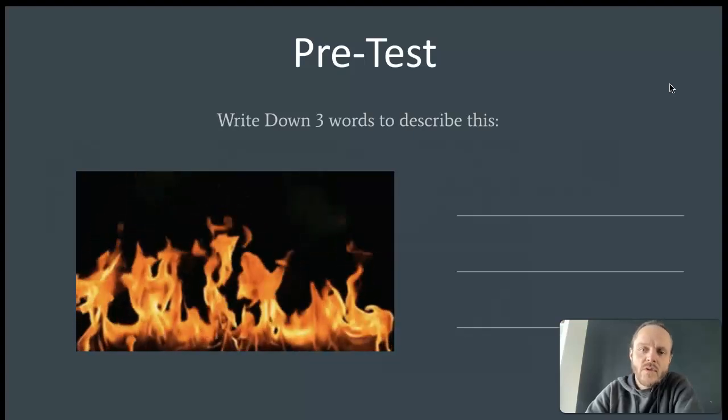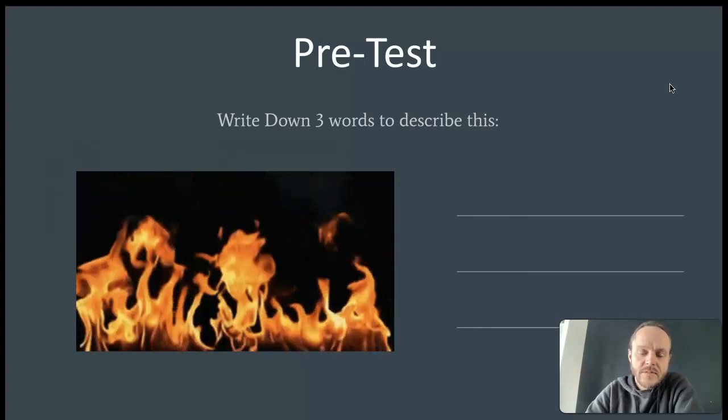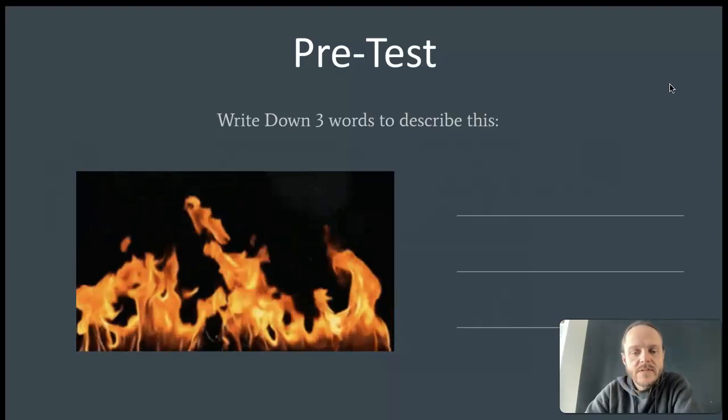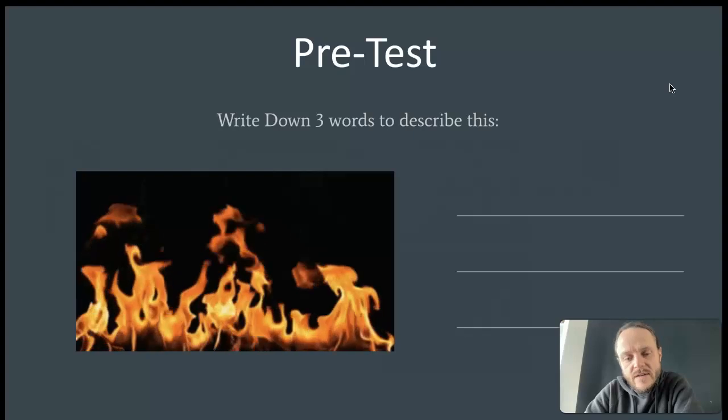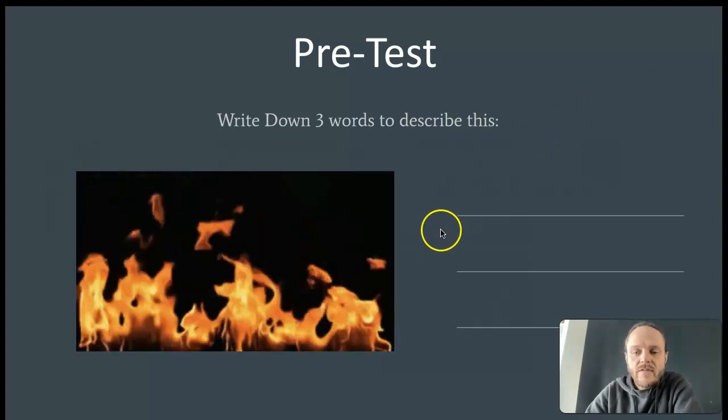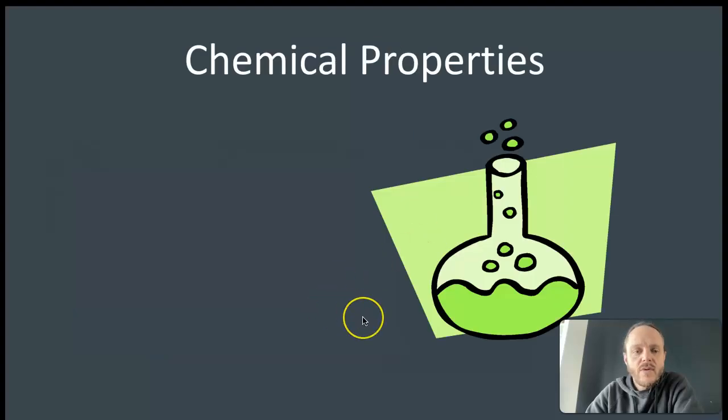Okay, what words did you write down? Hot, maybe. Moving, perhaps. Flowing. Reacting, perhaps. If you wrote down any of those types of words, chances are you wrote down words that can be defined as chemical properties.